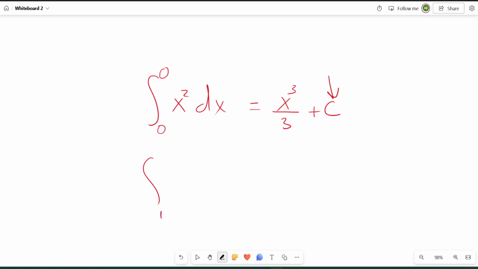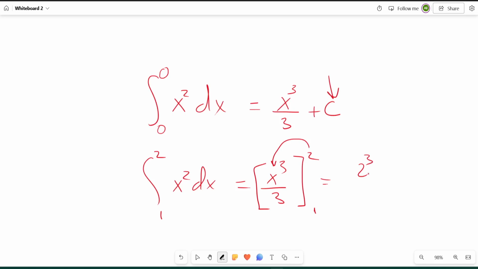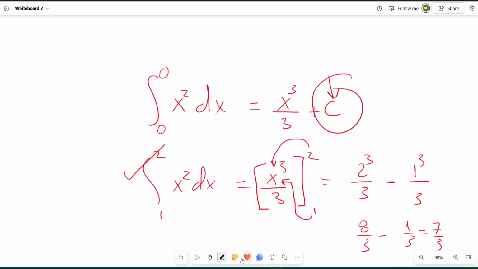On the other hand, if we have the same thing, but we have bounds, this is the lower bound, this is the upper bound, x squared dx, I will integrate it again, add 1 to the power over the new power, but then I have to evaluate using my bounds. How do I do that? I substitute the upper bound first, so it becomes 2 to the power 3 over 3, and then subtract what I get when I substitute the lower bound. So 2 cubed is 8 over 3 minus 1 cubed is 1 over 3, so this is 7 over 3. And in a definite integral, I do not need the constant of integration.